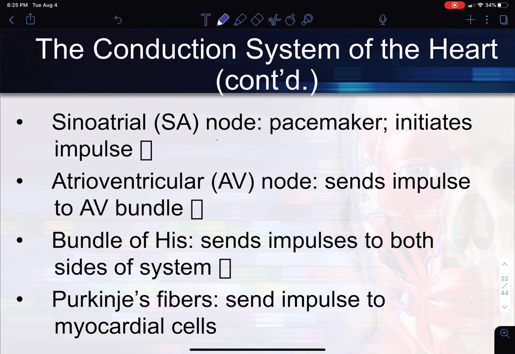So we have a couple nodes, and each of the nodes are going to talk to each other. So first we have the sinoatrial node, SA node for short. Sino, I forget what sino means, but atrial we're talking about in between the atria. And the SA node, once it receives its signal, will then talk to the AV node, or the atrioventricular node. So this is in between the ventricles. And then the AV node will tell the ventricles what to do. That's generally what's going on here.